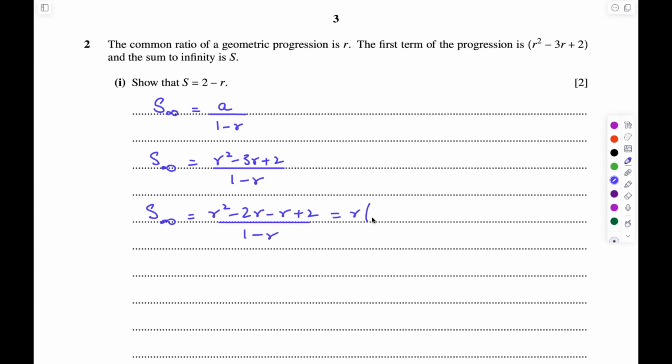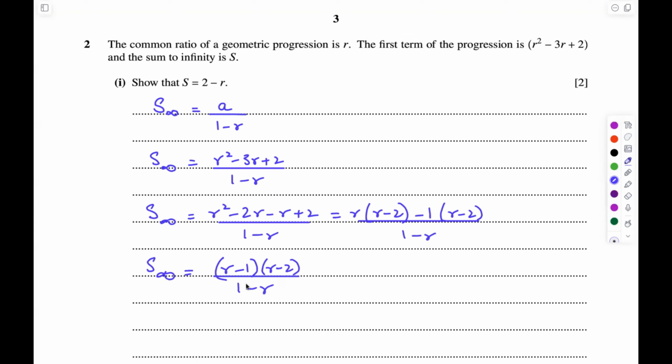Taking r common, this will become r into (r minus 2), and taking minus 1 common, this will become (r minus 2) upon 1 minus r. Simplifying, the sum to infinity will become (r minus 1) and (r minus 2) divided by 1 minus r.